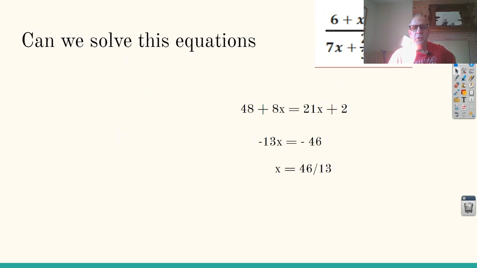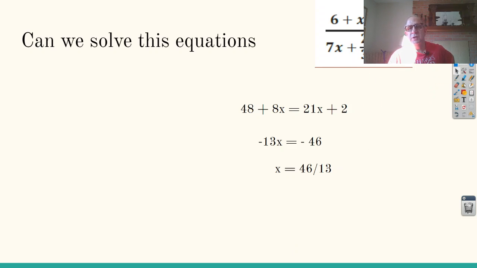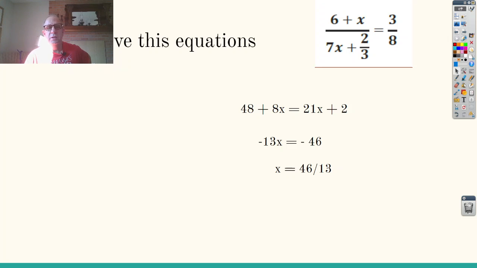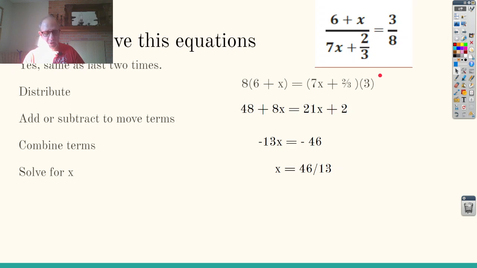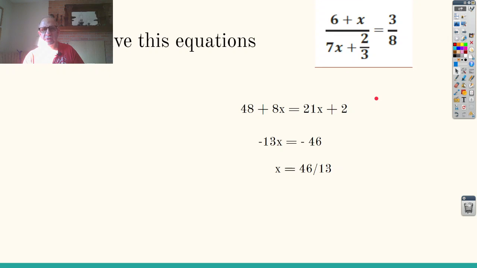All right. Can we solve this equation? You probably could if my face weren't in the way. Let me try and get my face out of here. There we go. (6 plus x) over (7x plus 2/3) equals 3/8. This is a little different, right? In the last couple, we had the whole numbers on the bottom, so that was kind of easy. This one, we've got a really weird thing over here, but a nice 8 over there.